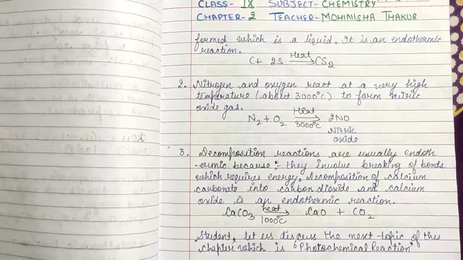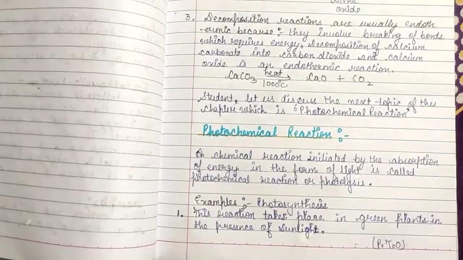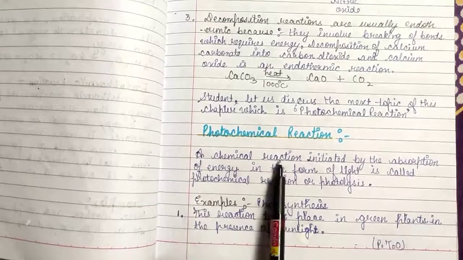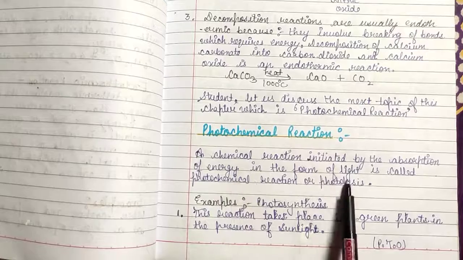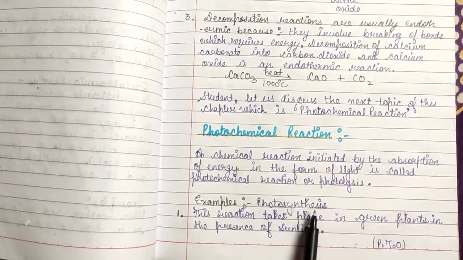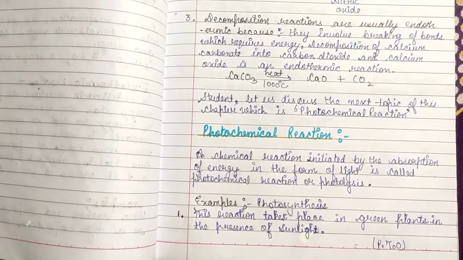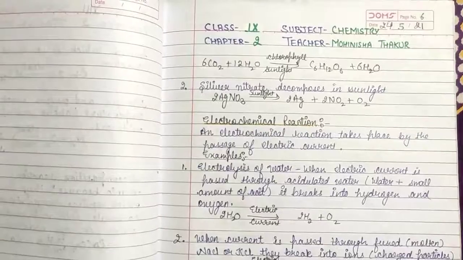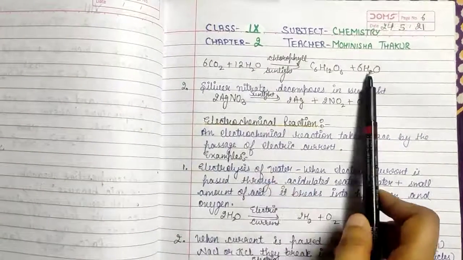Students, let us discuss the next topic of this chapter, which is photochemical reaction. What is a photochemical reaction? A chemical reaction initiated by the absorption of energy in the form of light is called a photochemical reaction or photolysis. An example is photosynthesis. This reaction takes place in green plants in the presence of sunlight. Here you may observe photosynthesis through the reaction given on page number 6 of the notes.